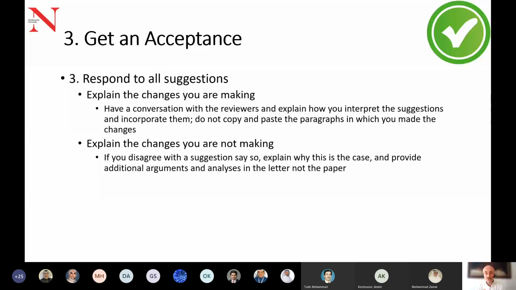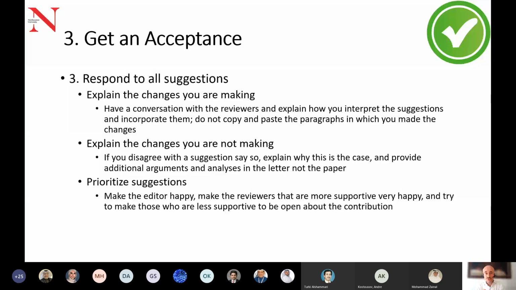And then finally, prioritize. Who do you have to make happy? Everybody, ideally, but you have to understand that reviewers, their role is to provide suggestions. They do not make decisions. The decisions are made by the editor. And the editor is always going to rely on reviewers, and that's the peer review process. But at the end of the day, it's very difficult for a paper to satisfy everybody. And in some cases, editors are going to make decisions.